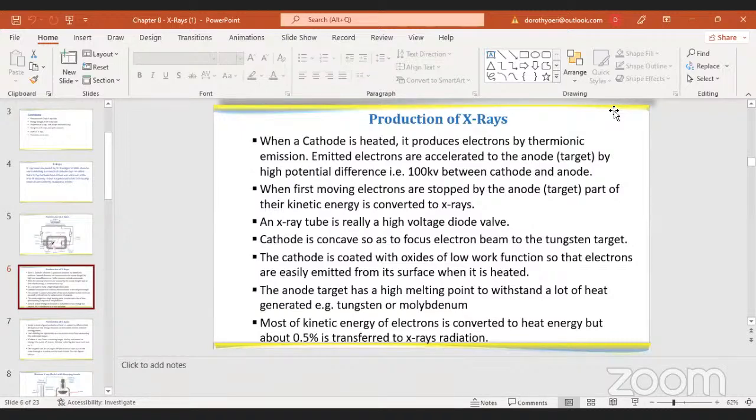When they are accelerated towards the anode, then they are suddenly stopped by the target. What you end up with is X-rays.